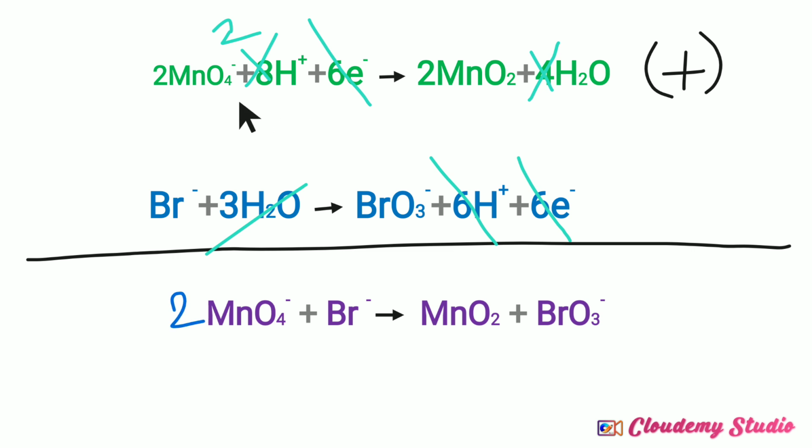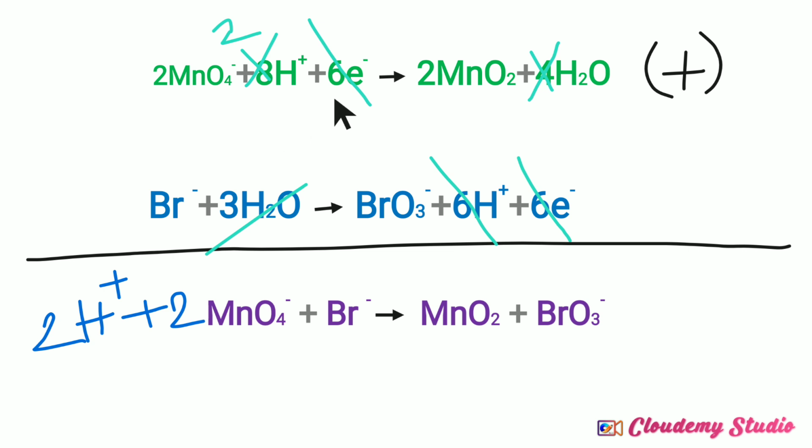Then what else is left out? Here 2 hydrogen ions are present in the first equation. 2 hydrogen ions, that we need to add here. 2 hydrogen ions are added.